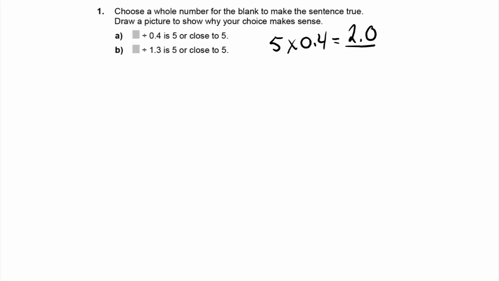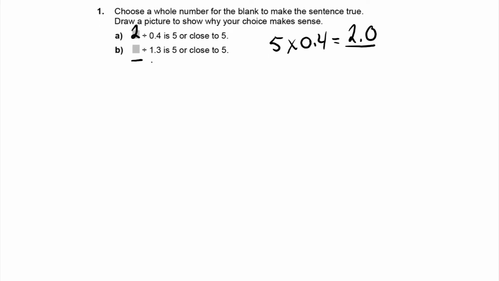Remember, we multiply the 5 times the 4, we ignore the decimal place for the moment, and then once we've calculated, obviously 5 times 4 is 20, then we put the decimal place back in. So we could say 2 divided by 0.4 is 5, or close to 5. In this case, it's actually exactly 5. We can use the same approach with the next question.